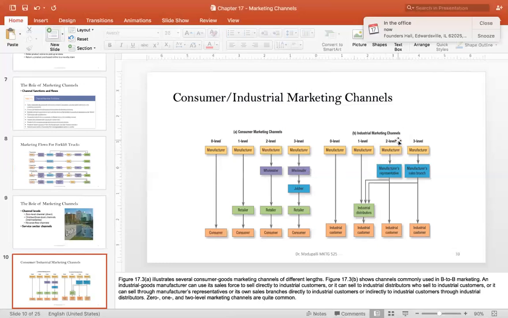Whereas on the industrial marketing channels, again, assuming this is like the consumer and this is the manufacturer, that is pretty stable, right? Across all levels. But here you have these industrial distributors, because you don't have any more retailers. They are your distributors selling it to the industrial consumers. And then here, for a 2 level, you may have a manufacturer representative. This is like a manufacturer sales agent. And then you have a sales branch, and then you have another representative, or industrial distributors, and finally selling it to industrial customers. So these are different levels in marketing channels.